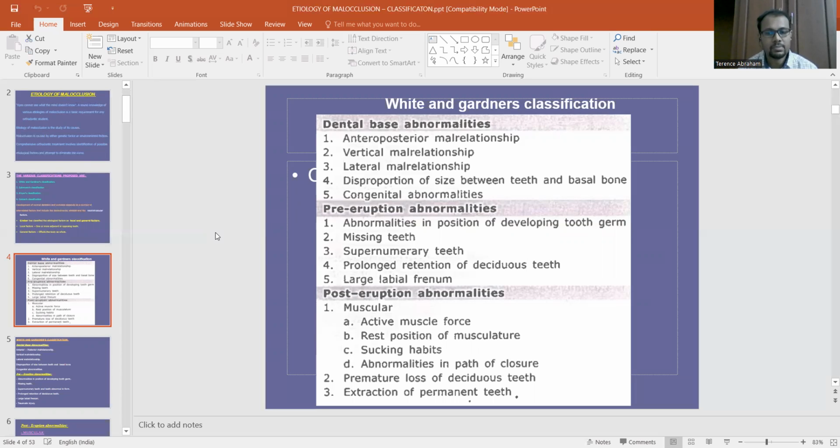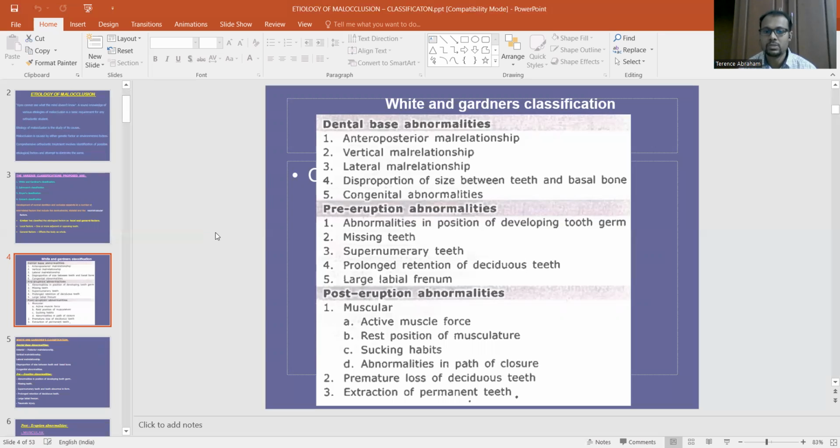Coming to the post-eruption abnormalities, that means after the dentition has erupted, there are various causes which can lead to malocclusion. Abnormal muscle activity, that means a hyperactive mentalis, which you can see in class 2 division 1 patients. Then there is the rest position of the musculature, abnormal position of the muscles, then various sucking habits, thumb sucking, and finger sucking.